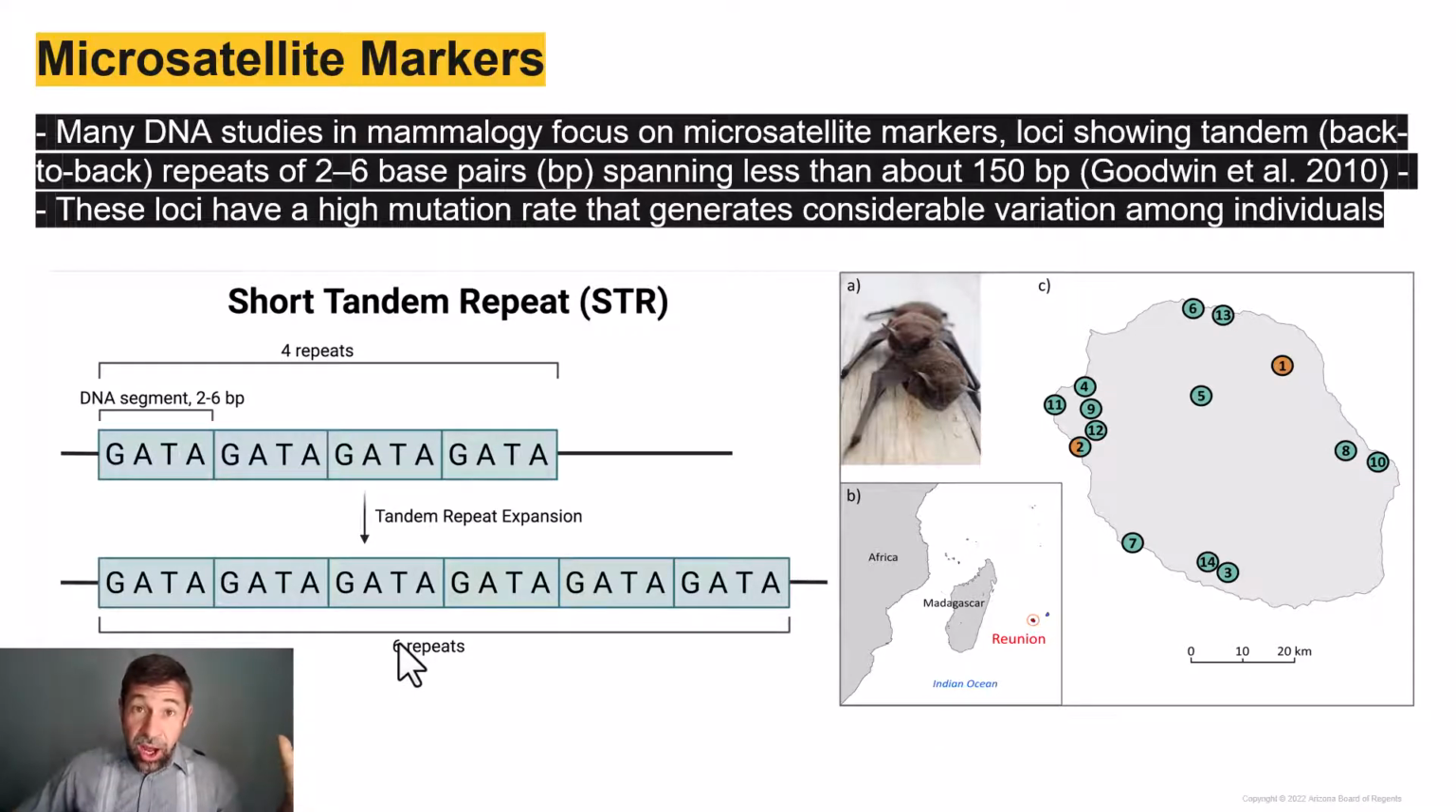The reason why this works so well is because these loci are prone to slip-strand mispairings during DNA replication. So these STRs have a high mutation rate that's going to generate considerable variation across individuals.